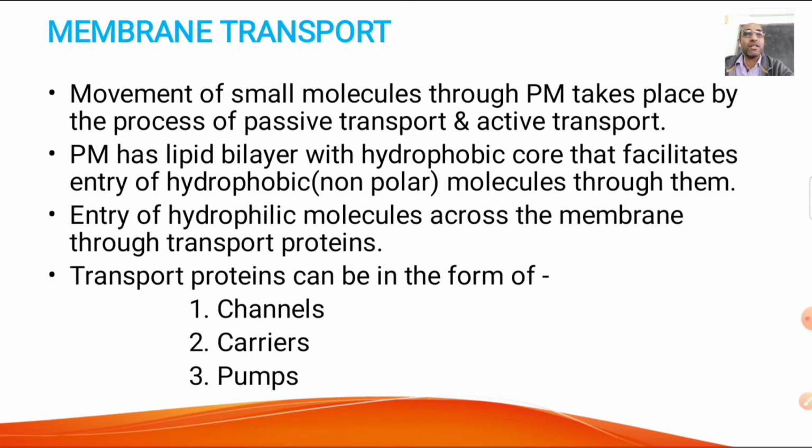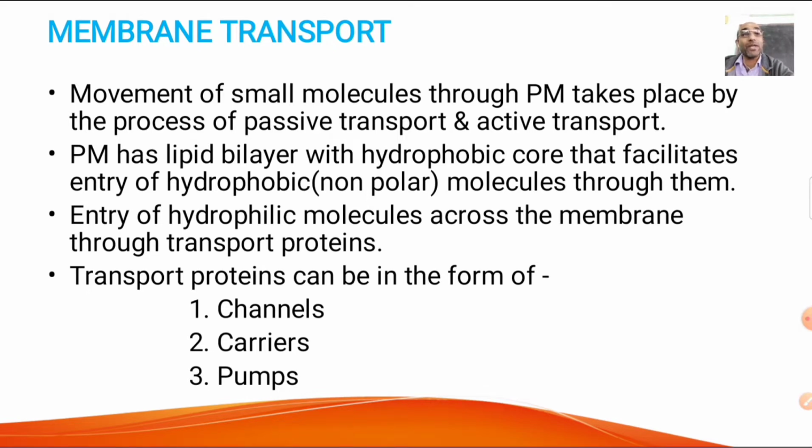As far as the structure is concerned, the plasma membrane is made up of a phospholipid bilayer. The middle part is the hydrophobic core, which facilitates the entry of hydrophobic molecules through it. The lipid bilayer at the center of the plasma membrane is hydrophobic in nature, and this helps in the movement of hydrophobic, that is non-polar, molecules through it.